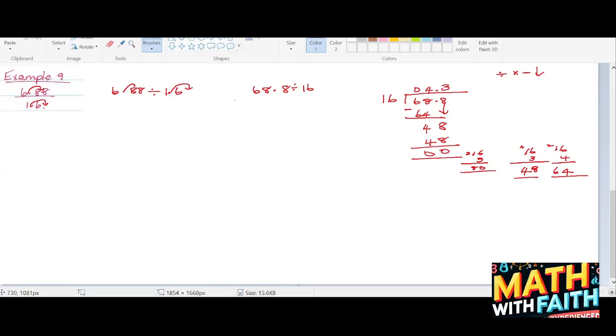So in other words, 6.88 divided by 1.6 is equal to, and look at the answer right on top here, 4.3. And that's how we can calculate with decimals by multiplying and dividing decimals.